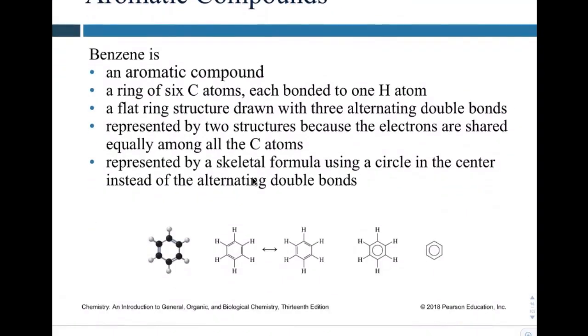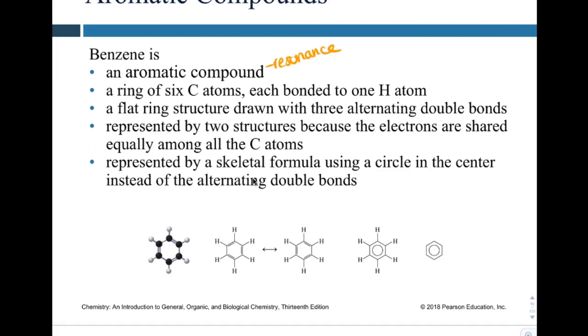Benzene is aromatic. That means that it gives off an aroma. Also means that it has this resonance between its double bonds. It's flat. It's got a really special structure, but it's well, maybe not flat. We can draw it as a flat ring structure. You get these alternating double bonds. You've got a cyclical structure.